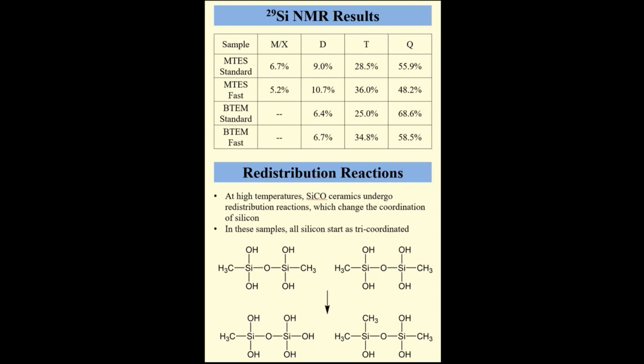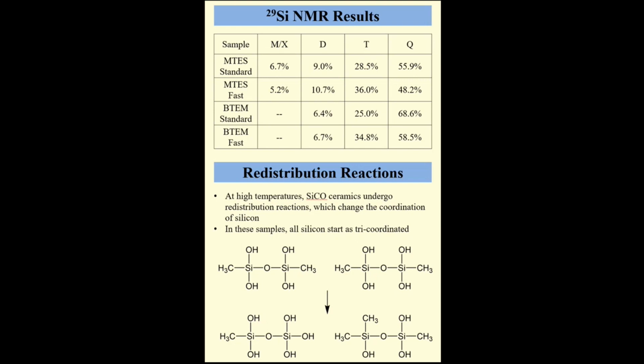In both of our systems, each silicon starts tri-coordinated with oxygen. At high temperatures, the silicons undergo redistribution reactions, creating quad, di, and mono-coordinated silicons where they didn't exist before. The fast pyrolyzed samples have a much higher amount of tri-coordinated silicon and a lower combined amount of quad, di, and mono-coordinated silicon.